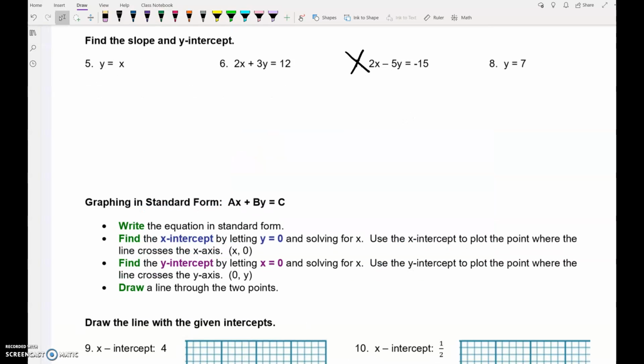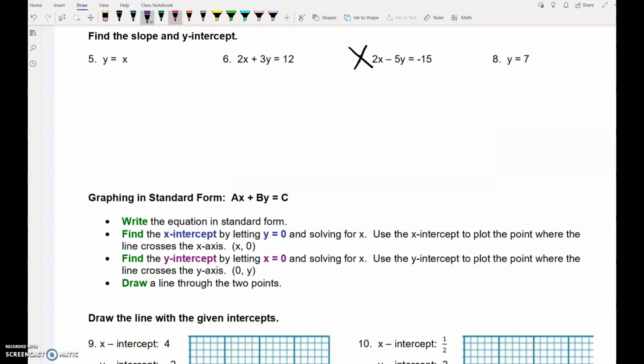In number 5, we need to find the slope and the y-intercept. So, what is the slope for number 5? 0. Not 0. 1. It's the number in front of the x, so it's a 1. Our y-intercept, let's write it as an ordered pair. Y-intercepts are always 0, something. What is being added to the x right there? Nothing, so 0, 0.